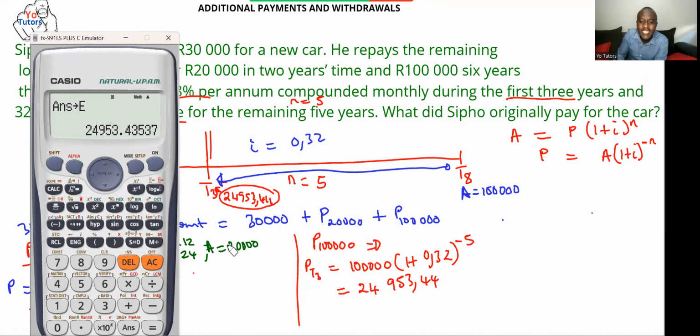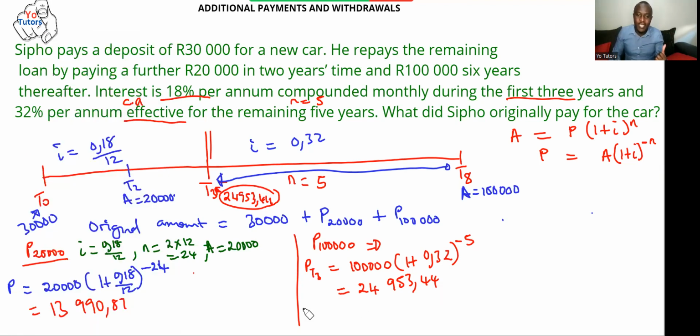So we know that that amount is the one that we are saying 100,000. How much was it after 3 years? It was 3 years, 5 years back. It was 24,953. Let's now find out how much it was at T0, which is here, so that we can add everything here. Now, what are we going to do at T0? We know that there is a change.